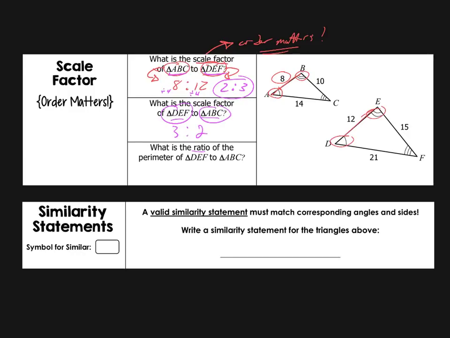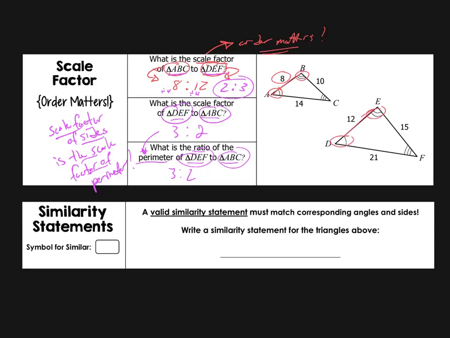Now, what is the ratio of the perimeters of DEF to ABC? The ratio, or the scale factor, of the sides is the same scale factor of the perimeter. That's what we just said on the previous page. So the previous answer just comes down. This is going to be 3 to 2. And why? Because we're still going from DEF to ABC. Pretty straightforward. Now the big thing is that when you do this, order matters.